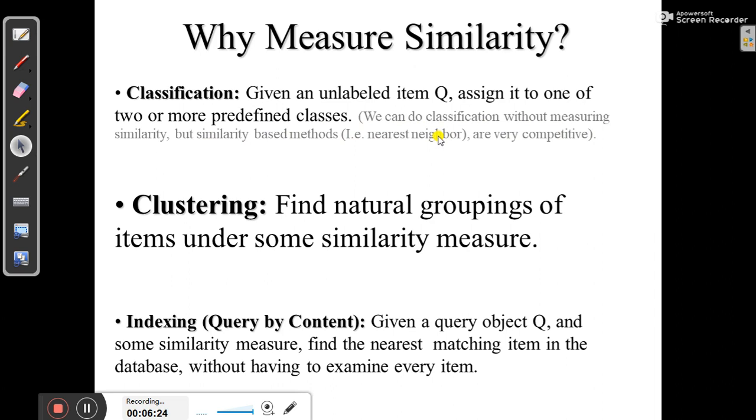Here what it says is that we can do classification without measuring the similarity also, but using similarity methods we can put more understandable facts, and it's very competitive. Clustering: find natural groupings of items under some similarity measurements. Indexing: given a query object Q and some similarity measure, find the nearest matching item in the database without having to examine every item. So that is another concept of similarity measurement while we try indexing an item in a database.